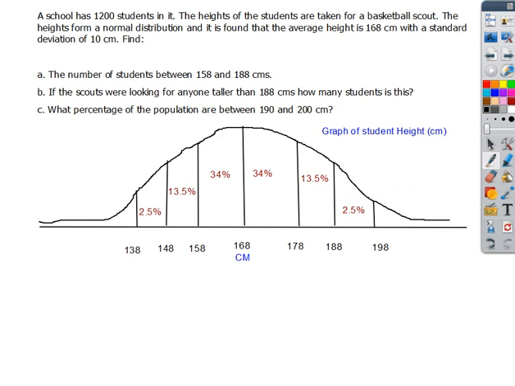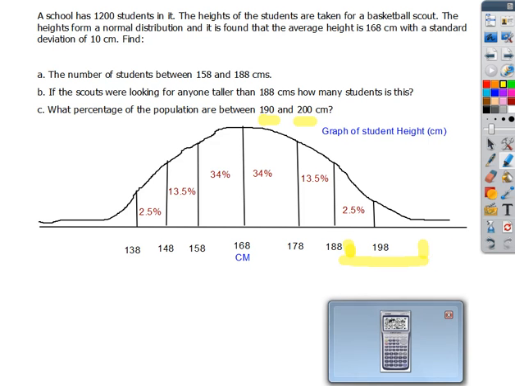What happens though with part C? Because part C says what population is between 190 and 200 centimetres. Well, 190 is in here and 200 is up here, but we've got no numbers to go by. So it gets a bit of a pickle. What do we do? Well, what we do is we grab the graphic calculator and we use that.